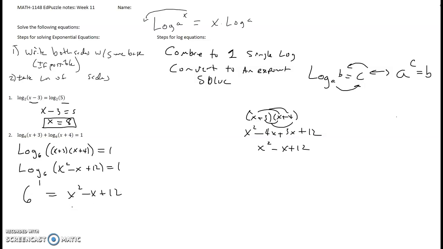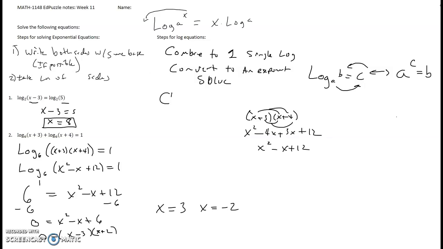All right, well, for this one, I'm going to move the 6 over. 6 to the first power is just 6. So we're going to subtract 6 from both sides, and we get 0 equals x squared minus x plus 6. Now I'm going to factor this. Factors of 6 that add to negative 1 are going to be x minus 3 and x plus 2 equals 0. What do these work out to? Well, I set the first factor equal to 0 and I get x equals 3. And I set the other factor equal to 0 and I get x equals negative 2.